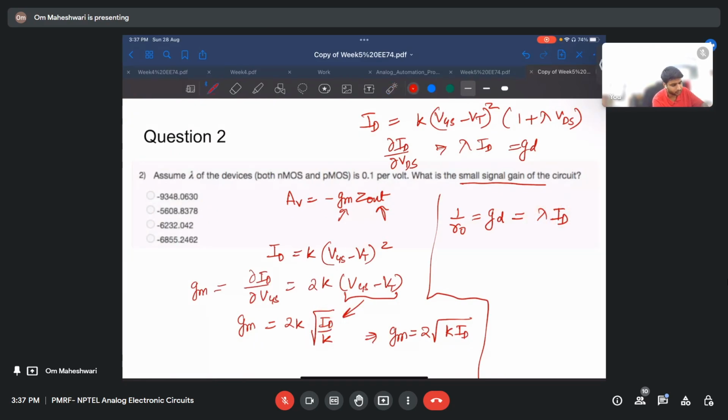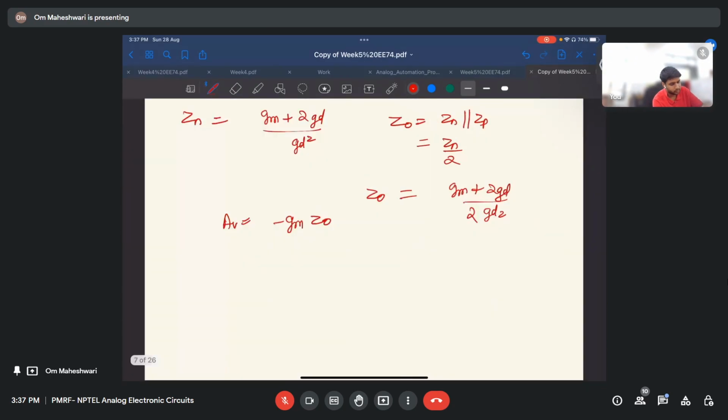So if I just write it, I'll get Gm value, let me see if I have that solved. Gm will be 1.7 millisiemens and Gd will be 0.0153 millisiemens. So when we solve this, Av will be minus 6232 something. Yeah.